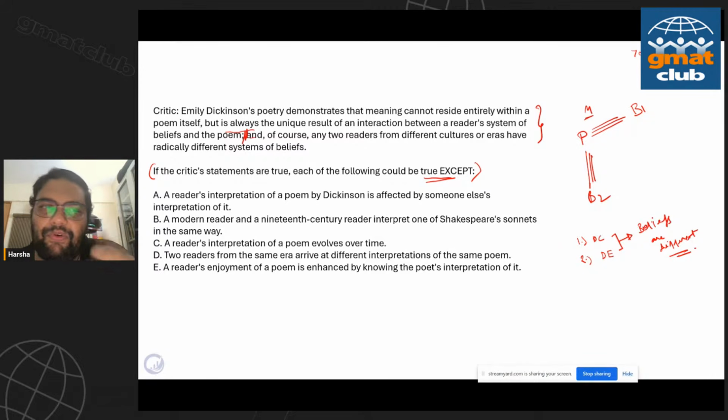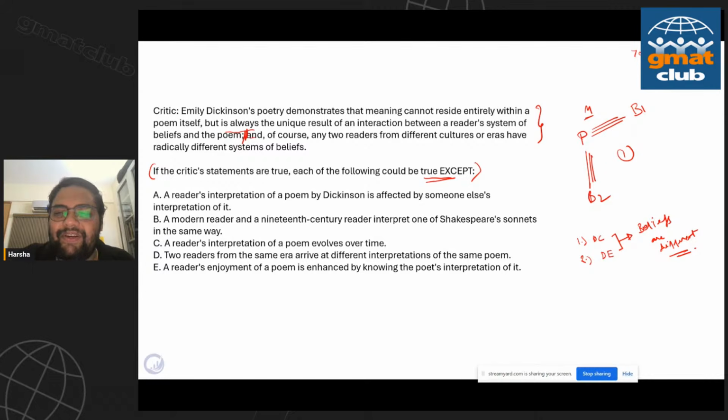So, even before going to the choices, if I really think about what this data is given, I know that the way I interpret a poem varies based on my belief. So, somebody with belief one interprets it in a certain way, somebody with belief two interprets it a certain way. Now, I'm told that if you take two people from different cultures, those beliefs are different. If you take two people from different eras, those beliefs are different. What can I infer from these two statements?